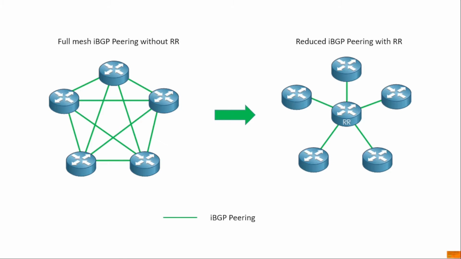So this is what this image explains. You can see on my right side there's a route reflector. All the BGP speakers are sending route advertisements to the route reflector. So unlike the left hand side, you are reducing the number of BGP peering.